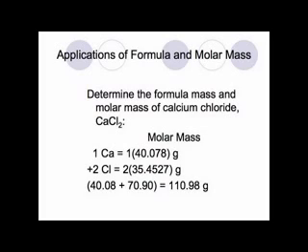As you look at this problem-solving process, you'll notice it's the same as solving for formula mass, except instead of using AMU, or atomic mass units, as the mass unit, we'll use grams. So 1 mole of calcium is 40.078 grams. We're going to add that to the mass of 2 moles of chlorine, which would be 2 times 35.4527 grams. So 40.08 plus 70.90 grams would equal a molar mass, or gram formula mass, of 110.98 grams.